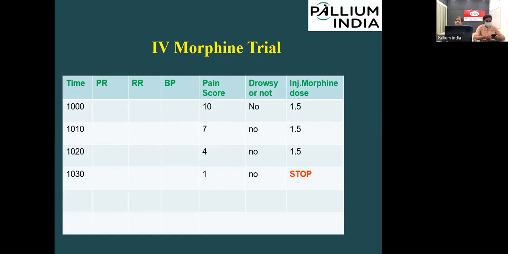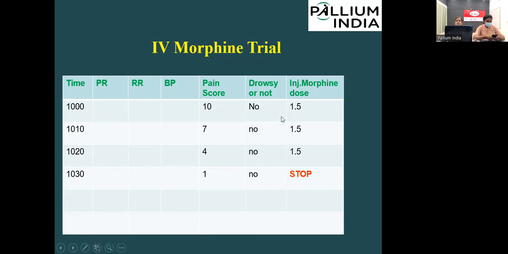So that is not complete and he is not at all sleepy. You can give one more dose. That is 1.5 milligram of morphine. Then you ask after 10 minutes, the patient tells you the pain score is 1 out of 10. That means good pain relief, right? You can't reach 0. 1 is a very reasonably good pain score. And again, the patient is not at all drowsy. That is where we stop the morphine trial.